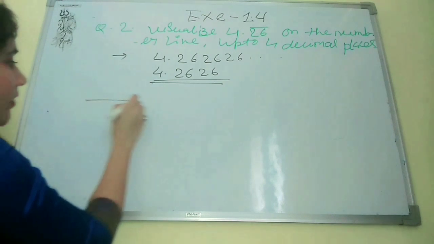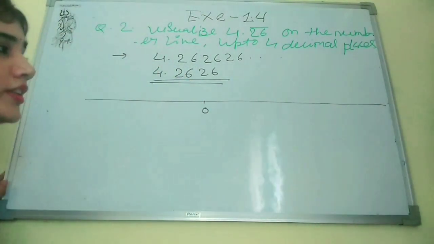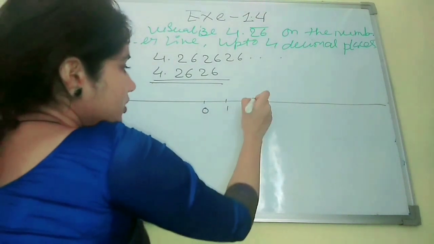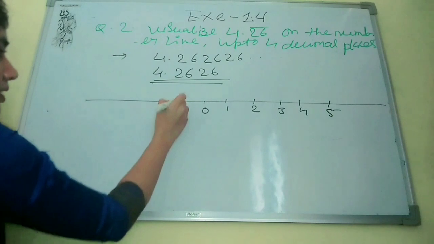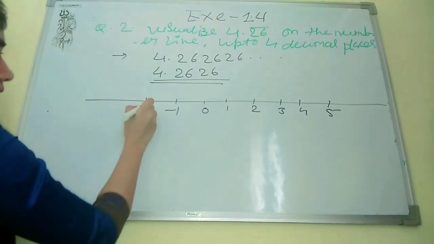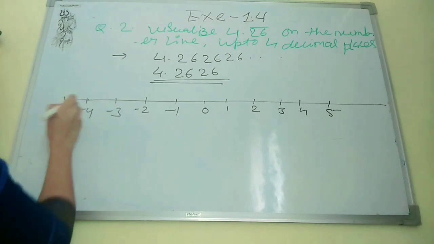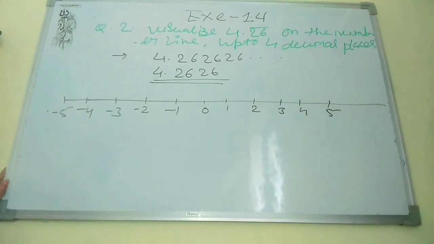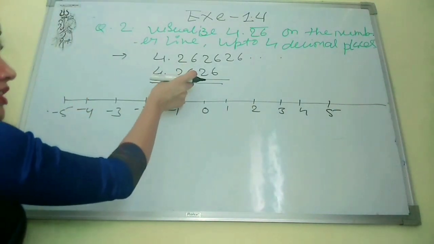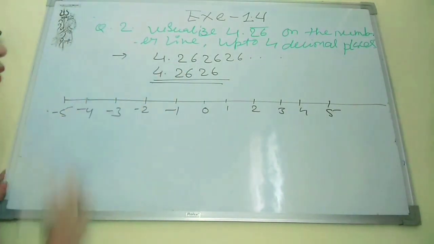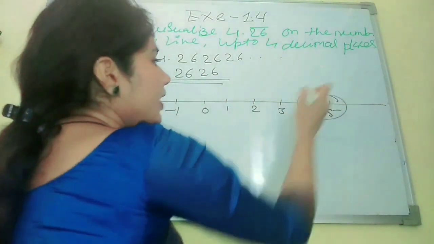We should show this on the number line. So simply we will draw a number line, mark the origin, 1, 2, 3, 4, 5, same on the negative side. Now we have 4 and 5. We just see the first digit after the decimal, that is 2, 4.2. So this will lie between 4 and 5.